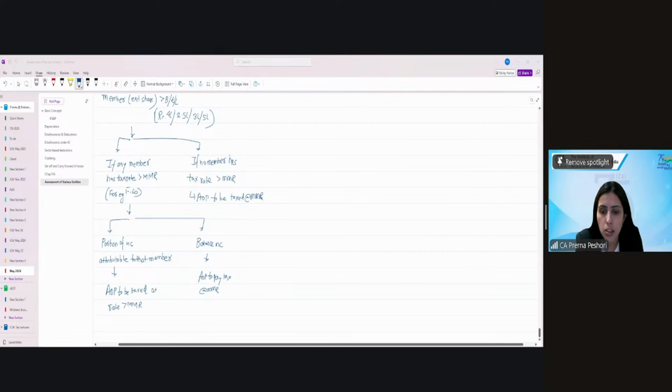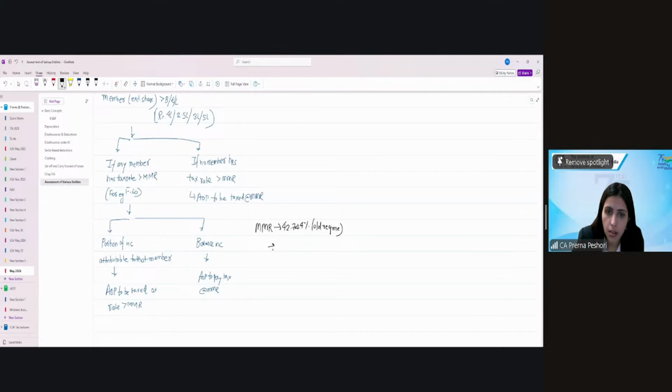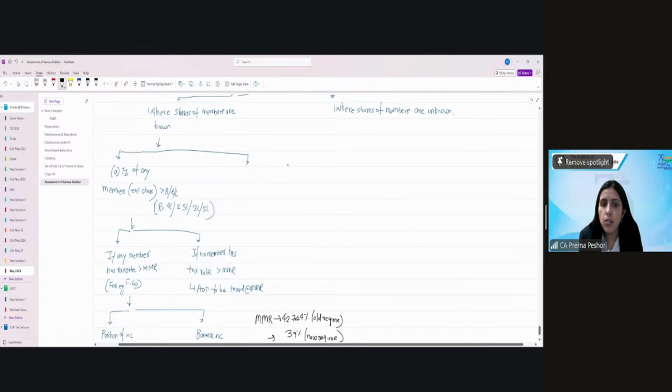Okay? Now, what is the maximum marginal rate under the old scheme? Yes, 42.744%. Right? So, MMR is 42.744%. What about the new regime? It's approximately 39%. Yes, are we clear up till this? This portion is clear to everyone?